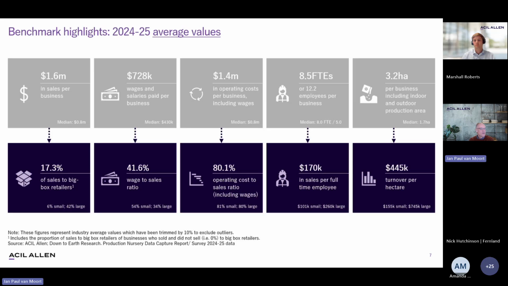The average sales per FTE is $170,000 and much smaller with the small ones at $101,000 and above $250,000 for the larger businesses. And turnover is $455,000 per hectare on average. For a small business, it's $155,000 and nearly $750,000 for the large ones.